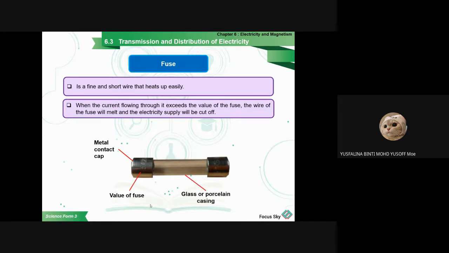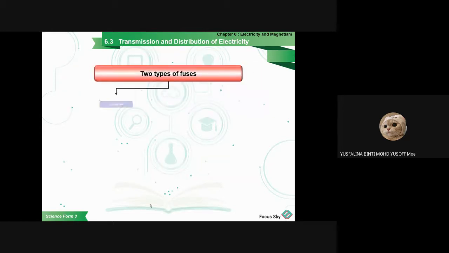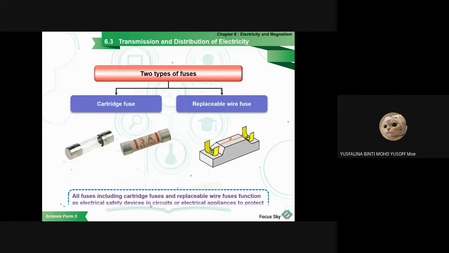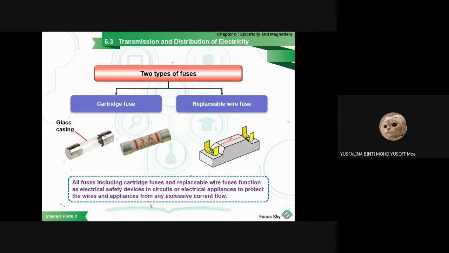So this is made of glass or porcelain casing. This is the fuse wire, and this space is filled with nitrogen and quartz particles. There are two types of fuse. The first one is the cartridge fuse, the one that we saw just now, which is put in a glass casing.